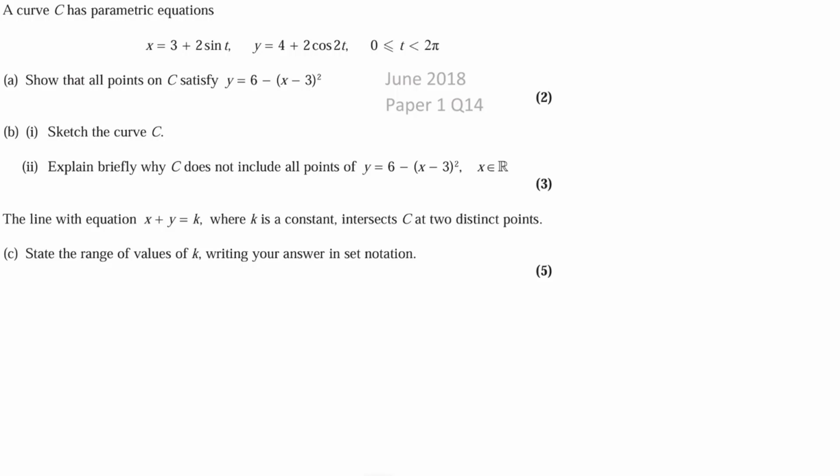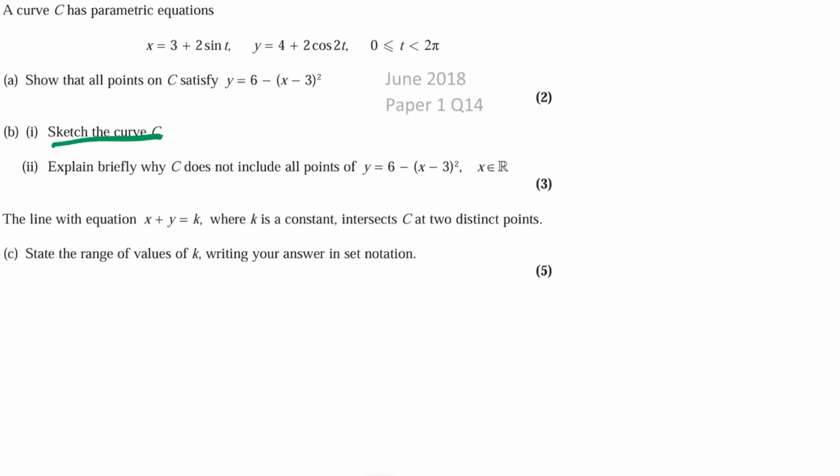Okay, and then for part B, we need to sketch the curve C, and then we also need to explain why C does not include all points of y is equal to 6 minus x minus 3 to the power of 2, where x is all real numbers. Now we'll come back to this second part in a moment.